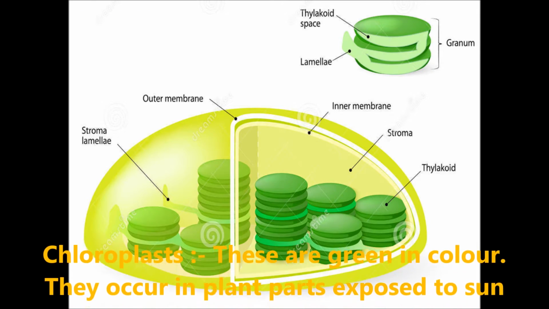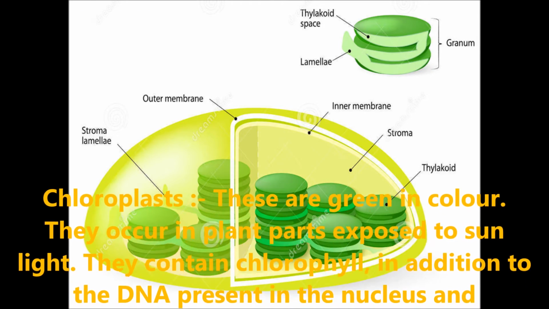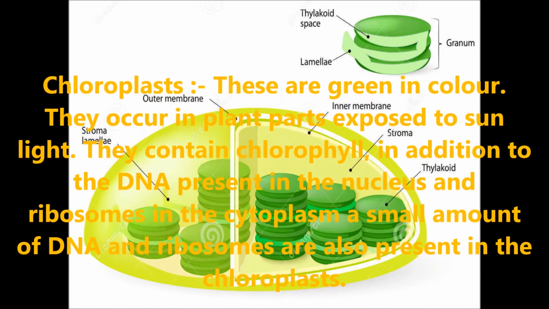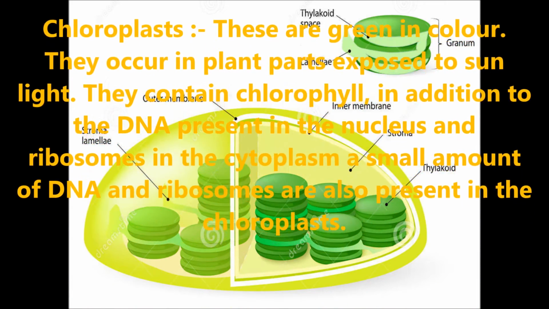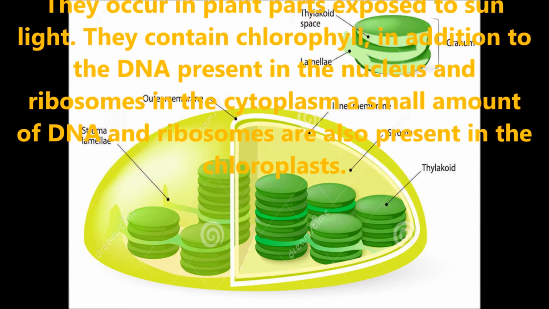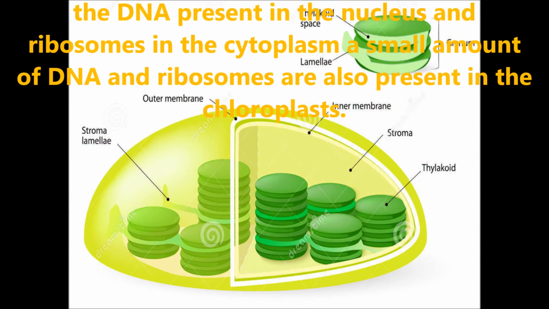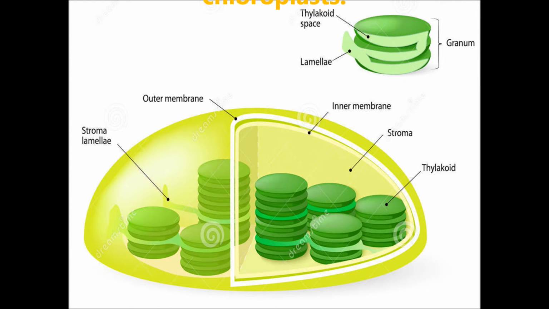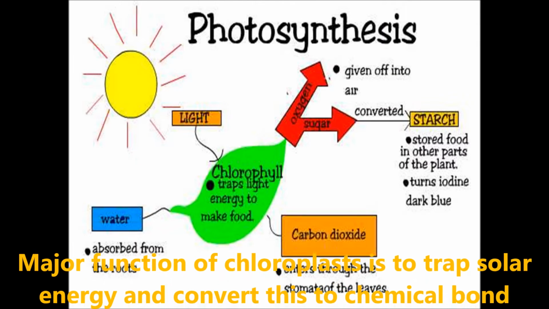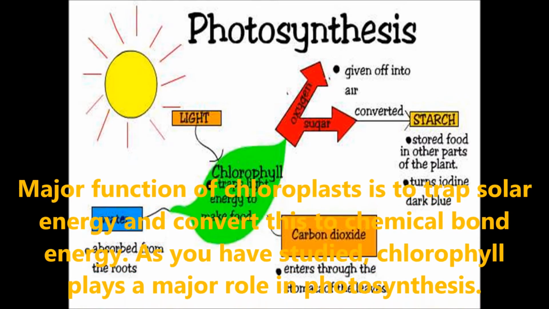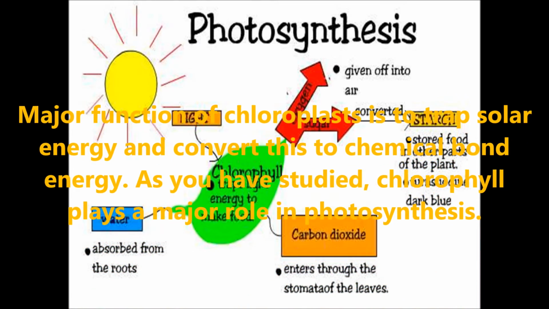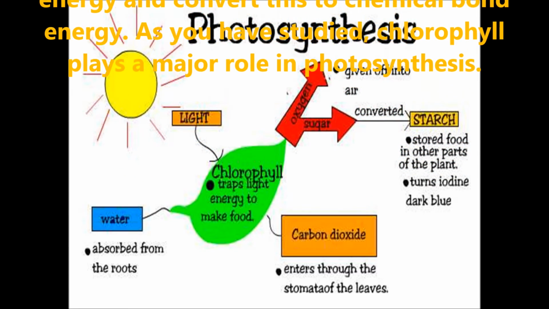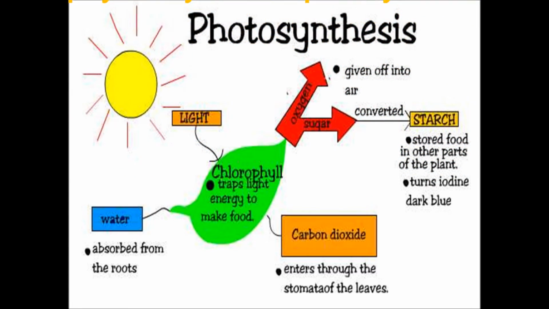Chloroplast. These are green in color. They occur in plant parts exposed to sunlight. They contain chlorophyll in addition to DNA and ribosomes. Like the nucleus and cytoplasm, a small amount of DNA and ribosomes are also present in the chloroplast. A major function of chloroplast is to trap solar energy and convert it to chemical food energy. As you have studied, chlorophyll plays a major role in photosynthesis.